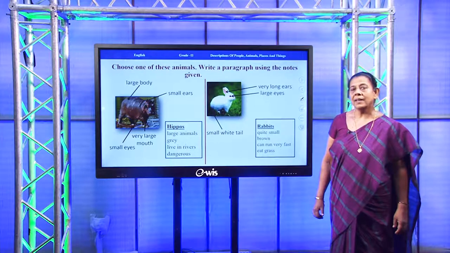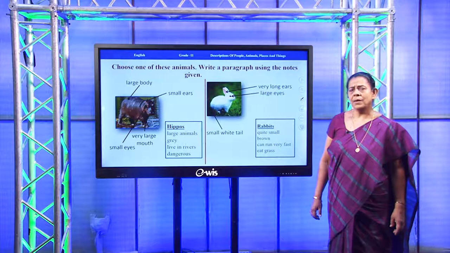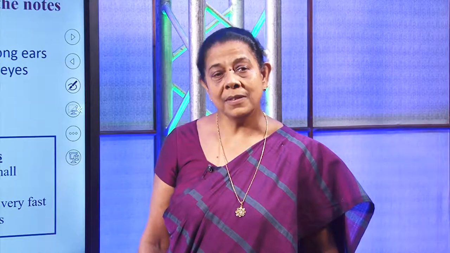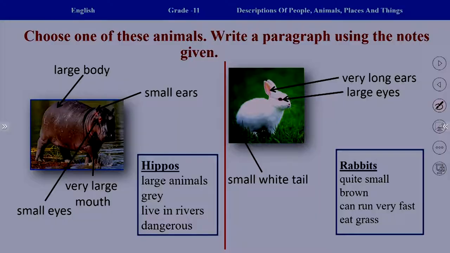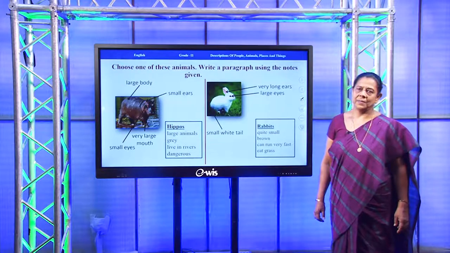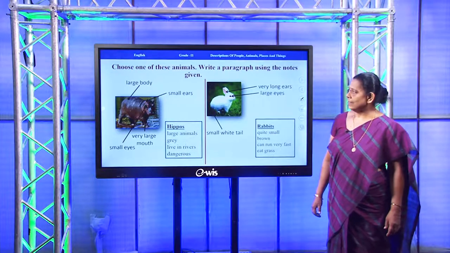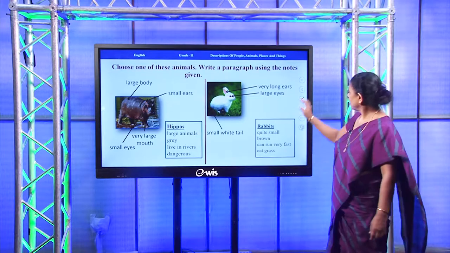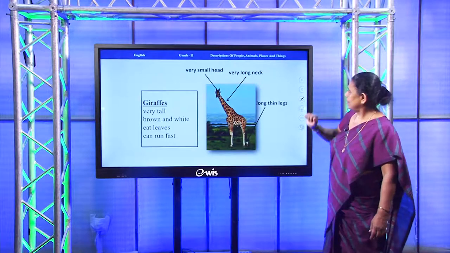Choose one and write a description. So how are you going to write the description? You have to use the clues given. It's easy for you, children. So you have to use the clues. Yes, there are three animals, rabbits, hippos and giraffes. Yes, shall we select giraffe? Okay.